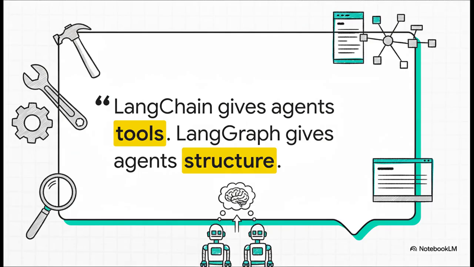You know, I came across this quote, and it just perfectly wraps up everything we've talked about. LangChain gives agents tools. LangGraph gives agents structure. Together, they give agents intelligence. It's that combination, the tools and the plan, that gives you something that feels truly intelligent.